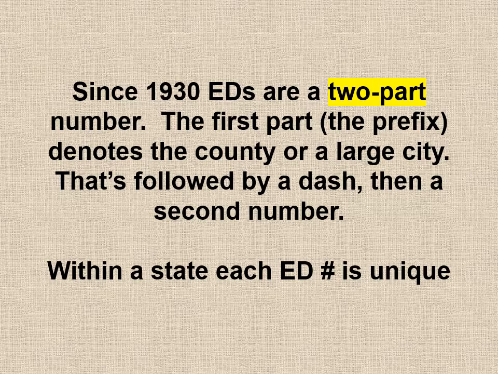Since 1930, EDs are a two-part, and that's important, a two-part number. The first part, the prefix, denotes the county or a large city, usually of 50,000 or more in 1950. That's followed by a dash and then a second number. Within a state, each ED number is unique.